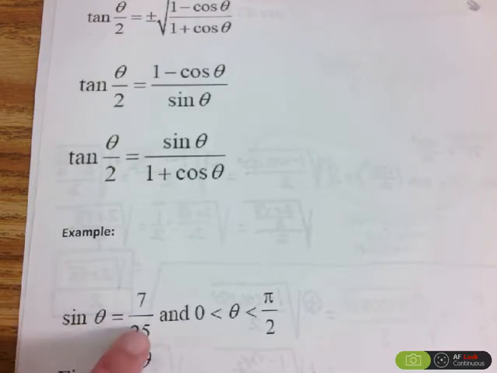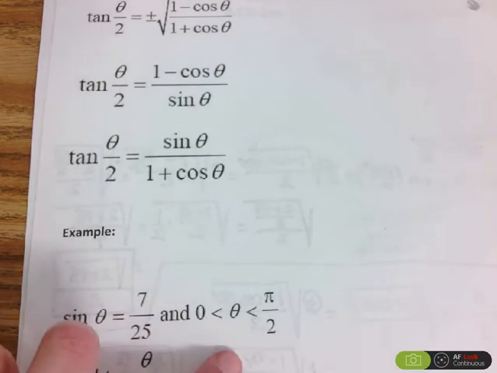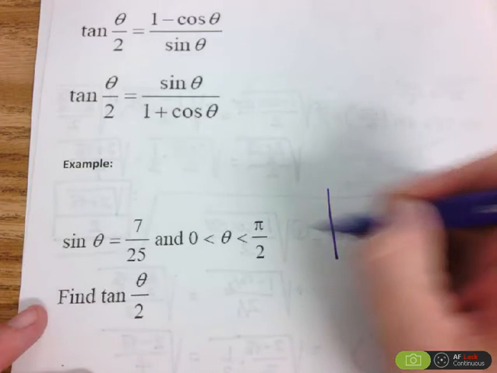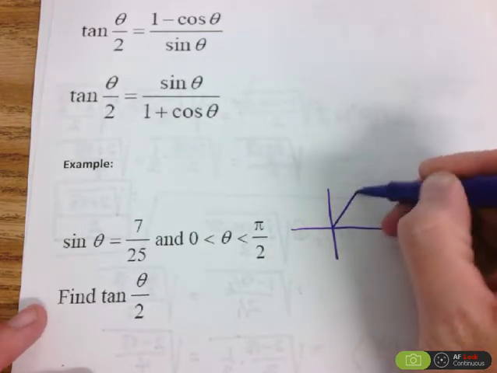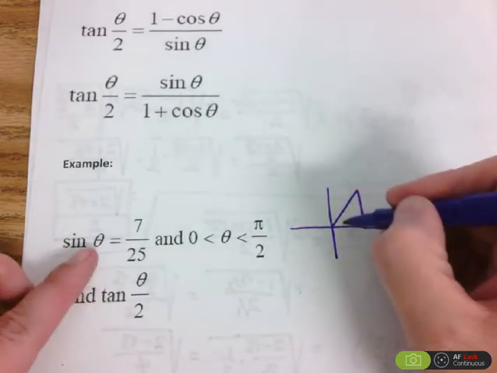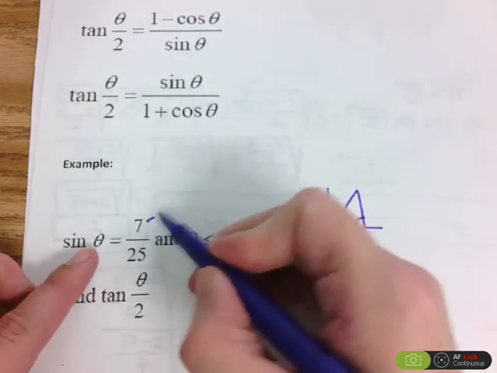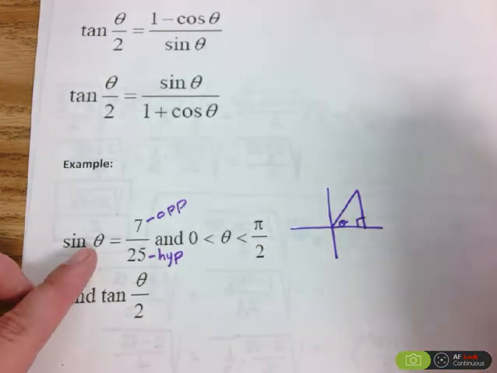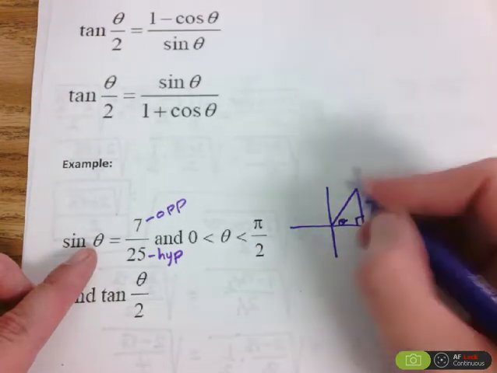So I have the sine, and I know what quadrant it's in, so what do you think I'm going to do? But how can I find the cosine? Draw a triangle, draw a picture, I heard. Yes. So we're going to draw that in the first quadrant because it's between 0 and pi over 2. So here's my theta. The sine would be the opposite over the hypotenuse. So opposite is 7, hypotenuse is 25.